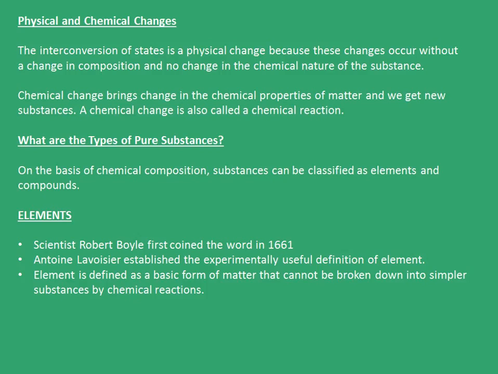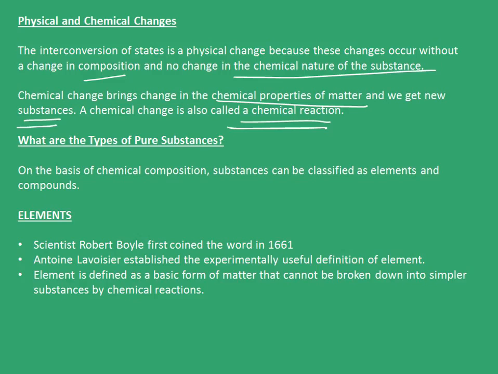Now the topic comes: physical and chemical changes. The interconversion of states is a physical change because these changes occur without a change in composition and no change in chemical nature of the substance. The chemical change brings change in the chemical properties of matter and we get new substances. A chemical change is also called a chemical reaction.